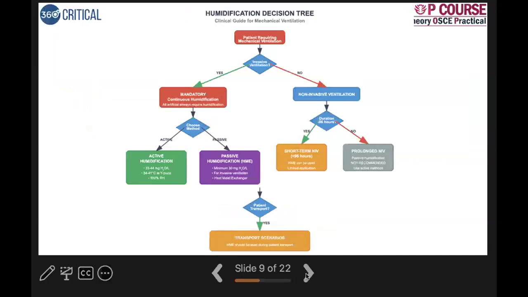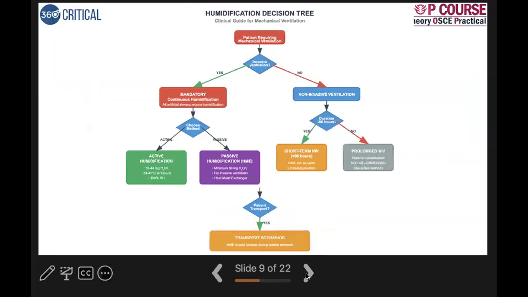Now, how am I going to choose whether my patient needs a heated humidifier or an HME? There is a decision tree, where you 100% know that when a patient is on a mechanical ventilator, you have to put them on a humidifier, right? That much you know. Now, if the patient requires continuous humidification, then you can choose either active or passive.